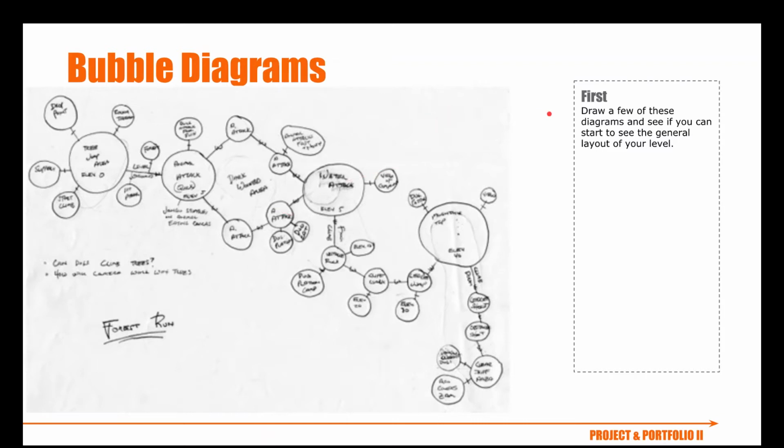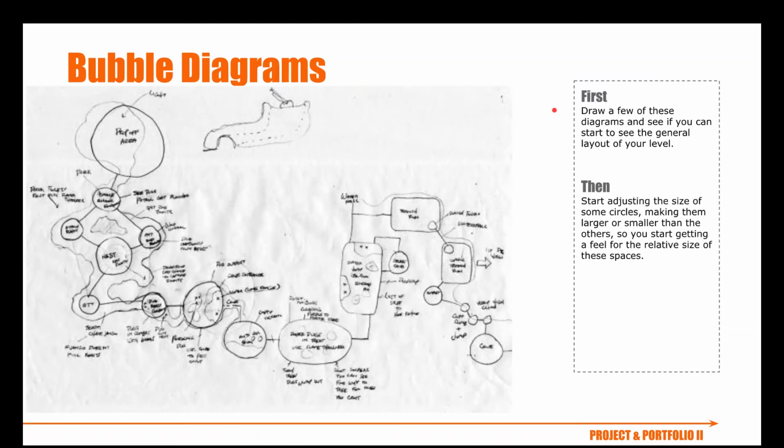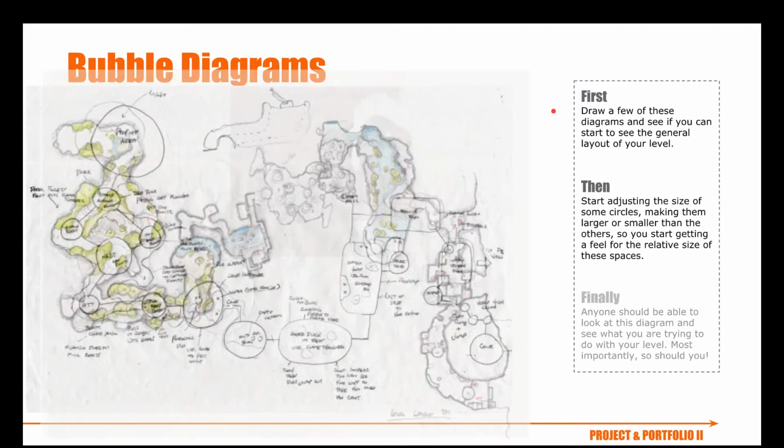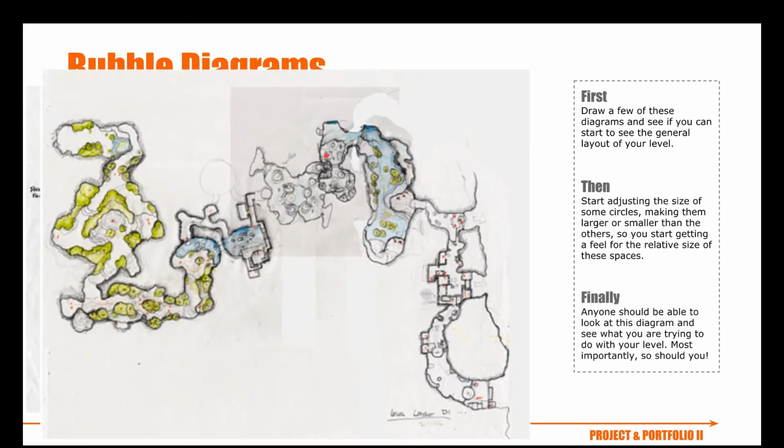Draw a few, make them quick, make them fast, draw out a bunch of different variations. Then adjust the size of them, making some bigger and smaller, focusing on the overall relative size of the spaces. And then finally, this is what we're going to be getting into with the map itself. This isn't required for your bubble diagram, but finally start to see if you can visualize what the level will look like and if you can actually start to put everything together.